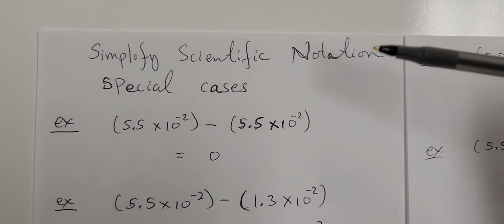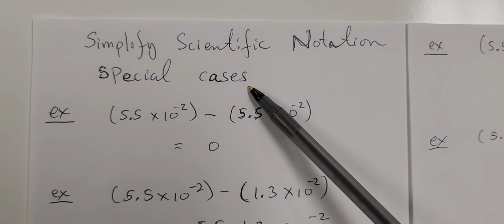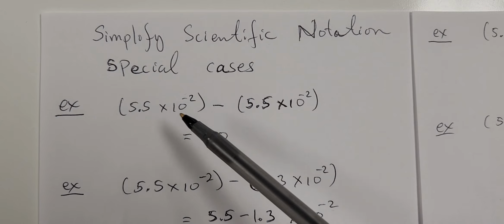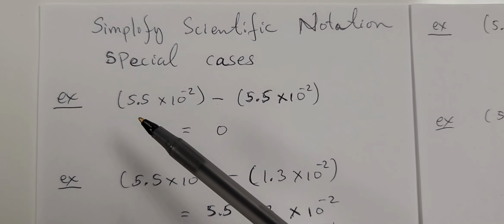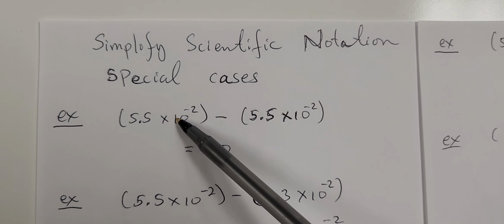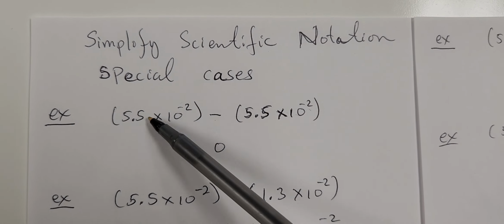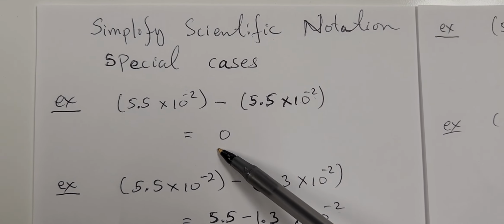This lesson is simplifying scientific notation in special cases. So here I have an example: one scientific notation subtract another scientific notation. As you can see, they are exactly the same thing. So the left side is the same as the right side. So when you subtract and they are exactly the same, it's just 0.